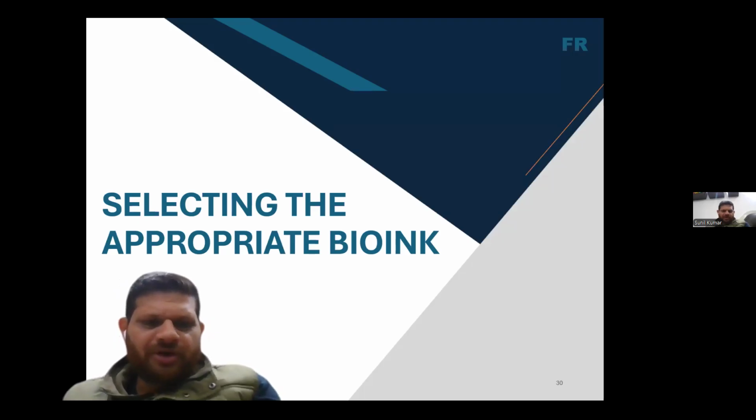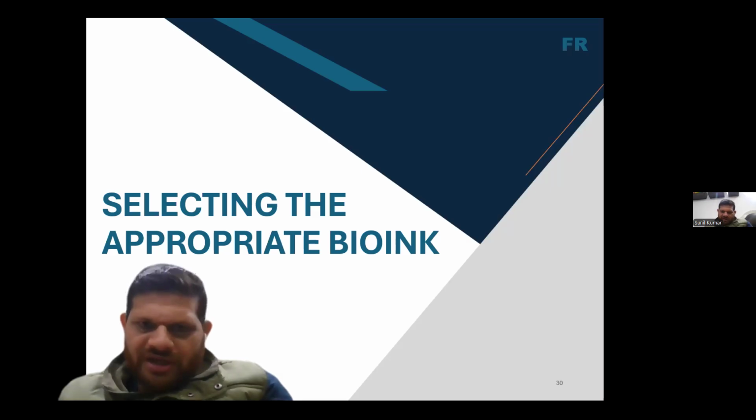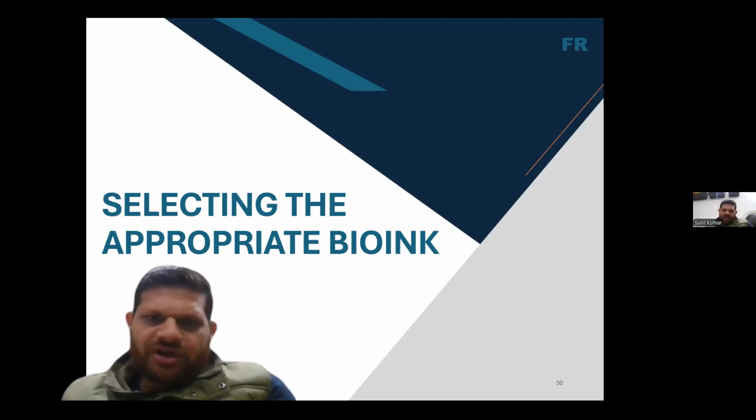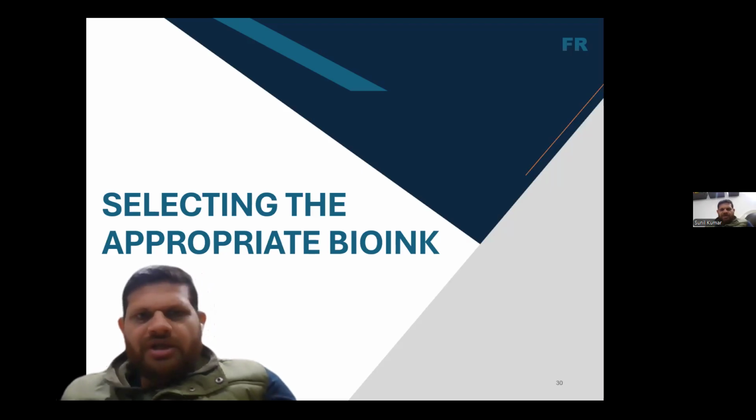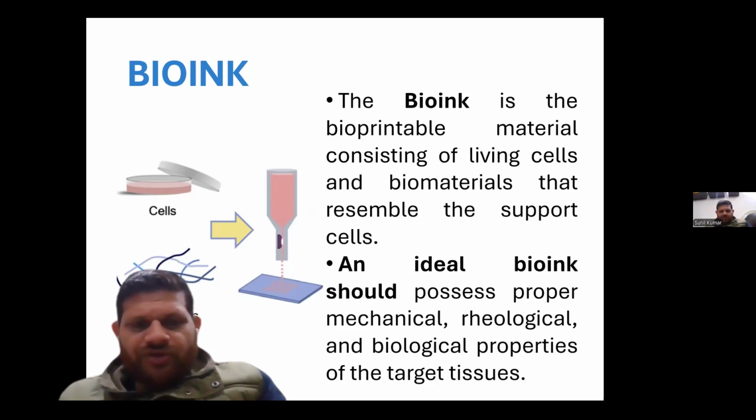So how do we select an appropriate bioprinter? The main thing is we slice this, and then everything is done. When we are going to print this biomaterial, the bioink, just as when we print something in 2D we need ink. In a laser printer we have carbon, or in inkjet we have three types of inks in three colors, and we mix them according to the color we need. Similarly, in bioprinting we need bioink. So what is bioink? Bioink is basically a bioprintable matter. It consists of living cells and biomaterials that resemble the supporting cells. An ideal bioink should possess proper mechanical, rheological, and biological properties of the target tissues. So we have cells, we have biomaterials, and we combine both to create bioink.